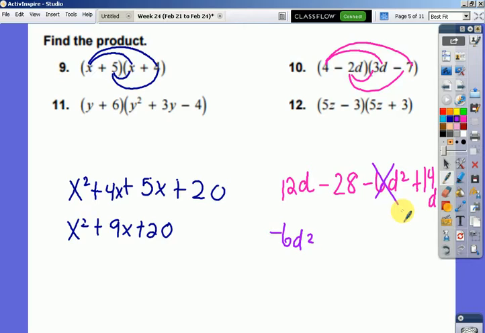You don't have to, but I find that that helps. We have 14d and 12d, which is what? 26d. That's gone, and that's gone, and then we have minus 28. Do you have any questions on that one?